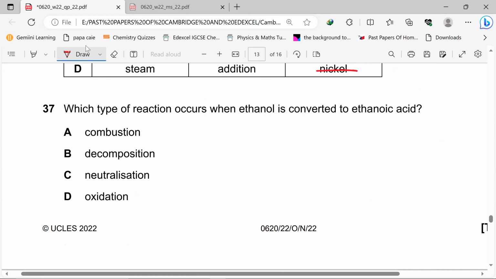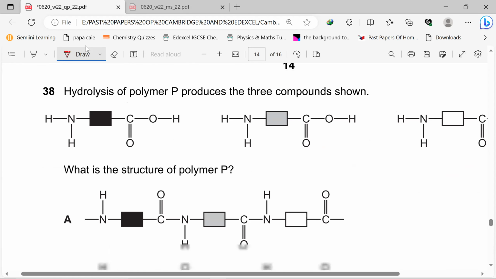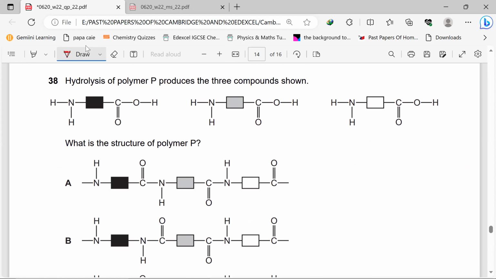Which type of reaction occurs when ethanol is converted to ethanoic acid? Ethanol is converted to ethanoic acid by an oxidation reaction. You can use air. If you leave ethanol in open air, it will turn to ethanoic acid. You can use any oxidizing agent, like potassium manganate(VII) dissolved in dilute sulfuric acid, or potassium dichromate dissolved in dilute sulfuric acid. If you use any of these oxidizing agents, you convert it to ethanoic acid. So the type of reaction is oxidation for sure. 37. 38.